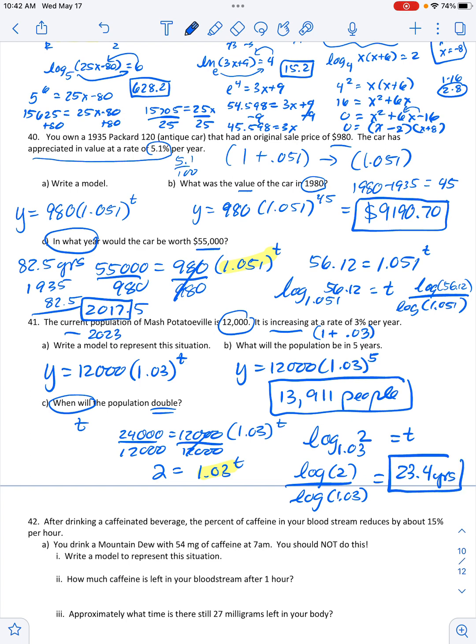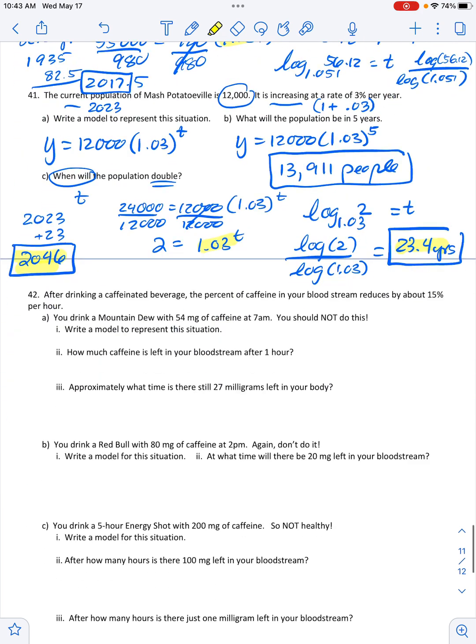And it actually says when. So again, I guess I would take the now and I would add those 23 years. So in 2046, later in 2046, that's when. It doesn't really say which year. So in this one, I would accept either 23.4 years from now or the year 2046.